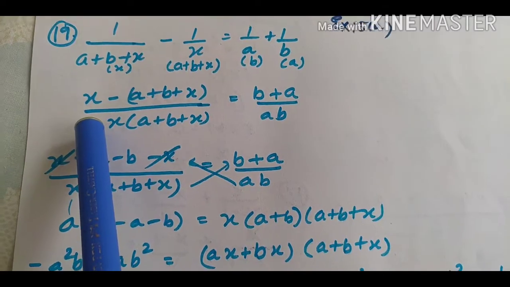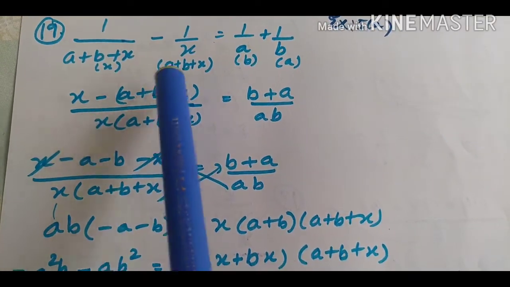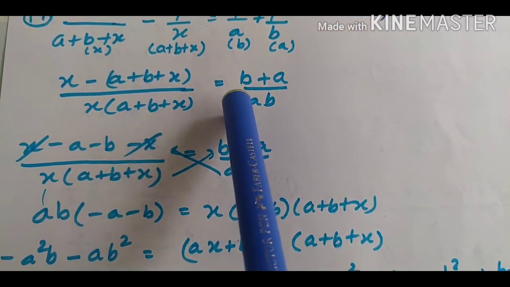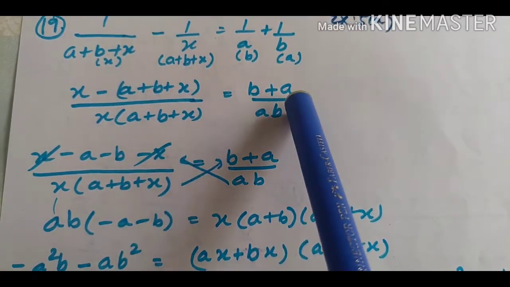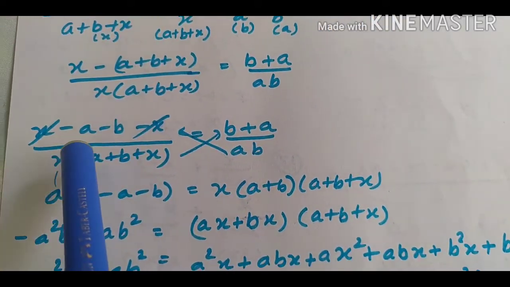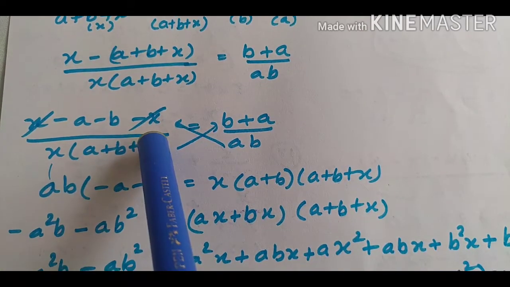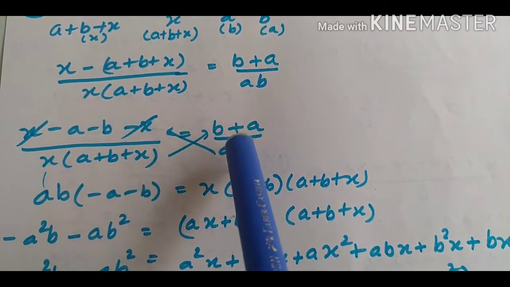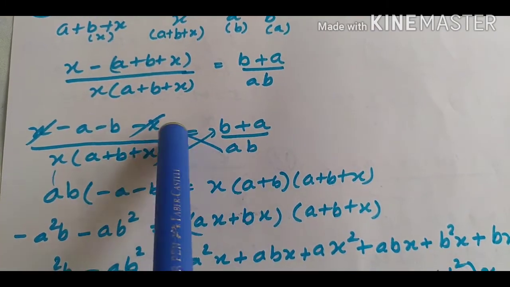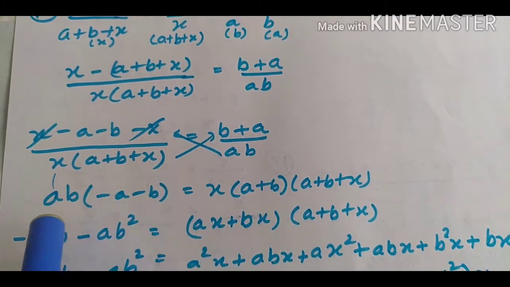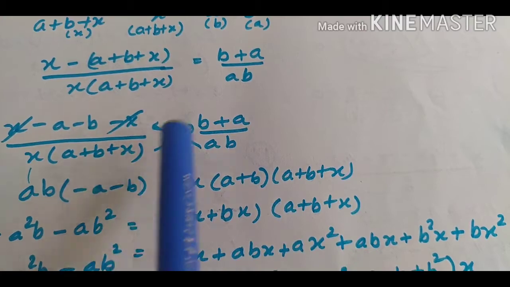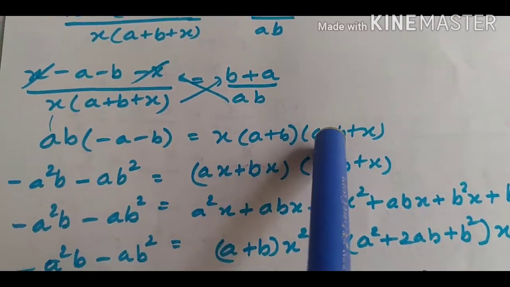You can see the numerator x minus (a plus b plus x) upon x into (a plus b plus x) is equal to (b plus a) upon ab. Now opening this bracket, I get x minus a minus b minus x. On the right side the same, x gets cancelled. Now I will take cross multiplication. It means ab with minus a minus b is equal to x into (a plus b plus x).